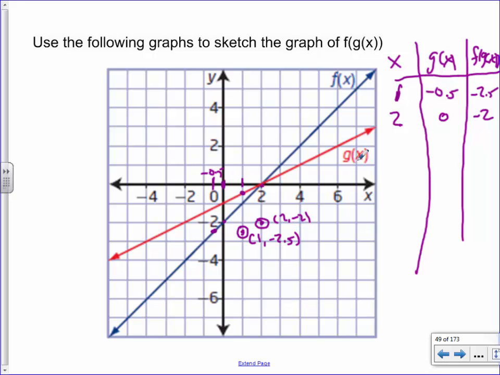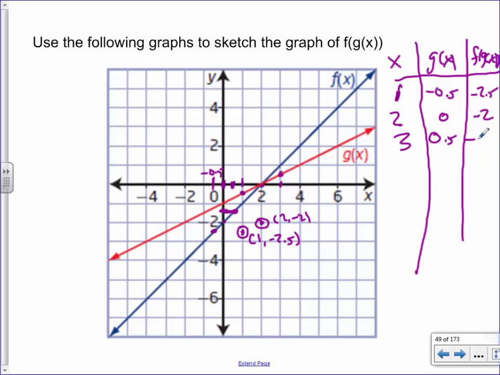Do one more. Let's go 3. What does 3 give you on the g of x graph? On the g of x graph, 3 right here gives me a y value of positive 0.5. Immediately, I take that positive 0.5 and go back to my x-axis and say, here's where positive 0.5 would be. What would that give me on the blue graph? Over here, it looks like it would give me negative 1.5.